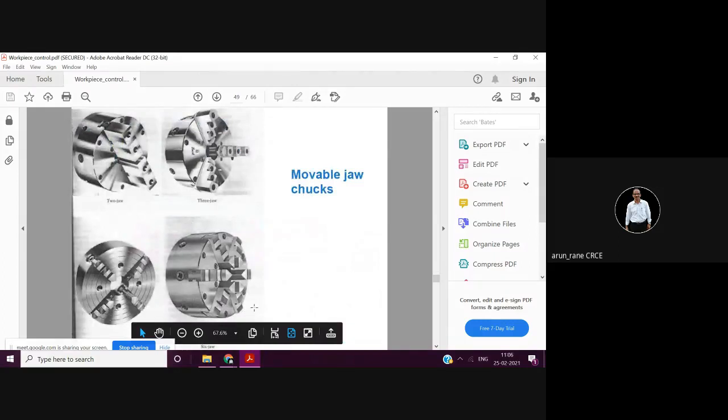This is how the jaws will be. You may be wondering that there are no two jaw chucks, but in one lecture I have shown you how to clamp odd components, isn't it? So this is your two jaw chuck. This is your three jaw chuck. This is your six jaw chuck. This is your four jaw chuck. You can have even five jaw chucks also.